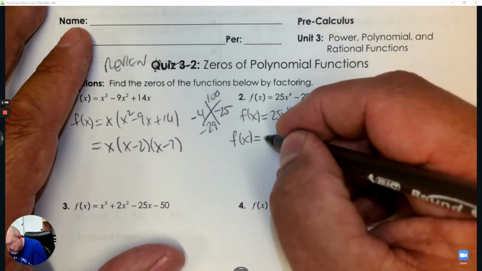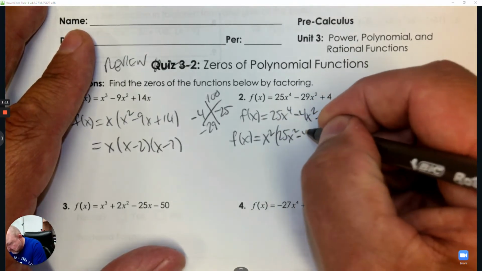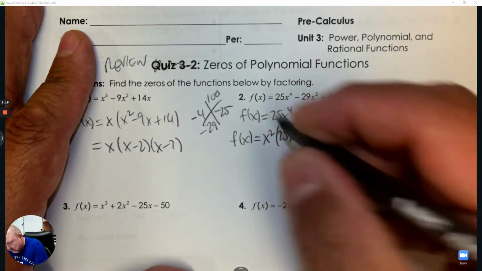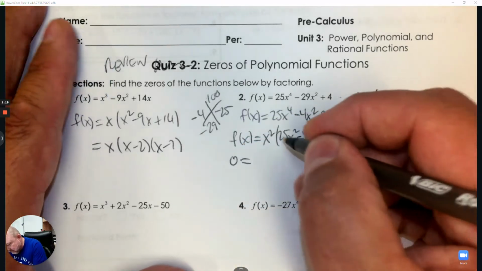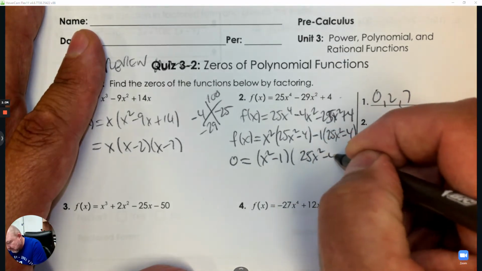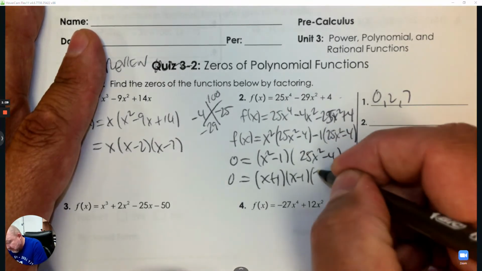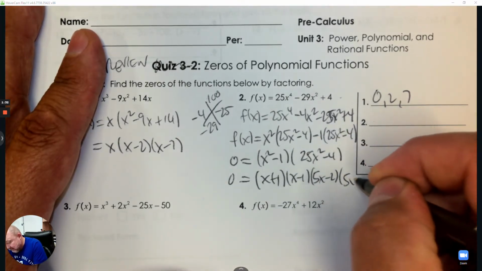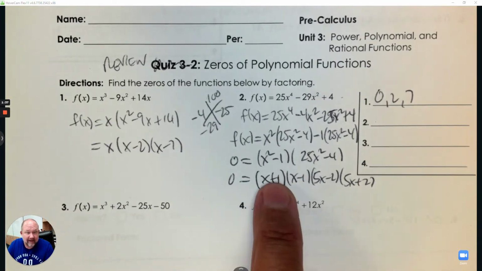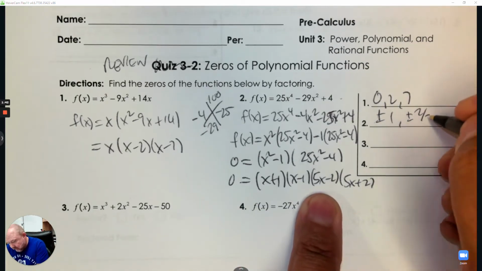So we factor out x squared. That's 25x squared minus 4. Factor out a -1. That's 25x squared minus 4. Make it equal to 0. So we have x squared subtract 1 and 25x squared subtract 4. Both of them are a difference of squares. x plus 1, x minus 1, 5x minus 2, 5x plus 2. So a difference of squares by square rooting and square rooting. One's adding, one's subtracting. So we have plus and minus 1, and then plus and minus 2/5.